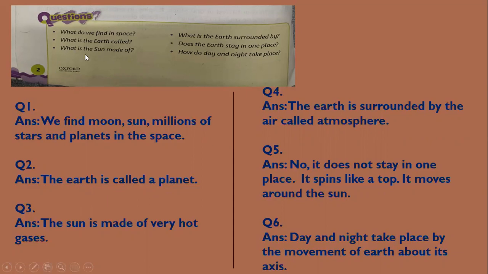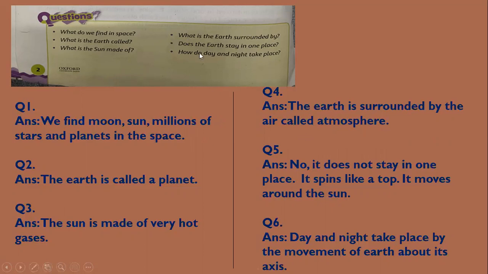Question number 3, what is the sun made of? The sun is made of very hot gases. That's why it's so hot. Question number 4, what is the earth surrounded by? In the previous lecture, I told you that our earth is surrounded by the layers of the air, and it is called atmosphere. The earth is surrounded by the air called atmosphere.